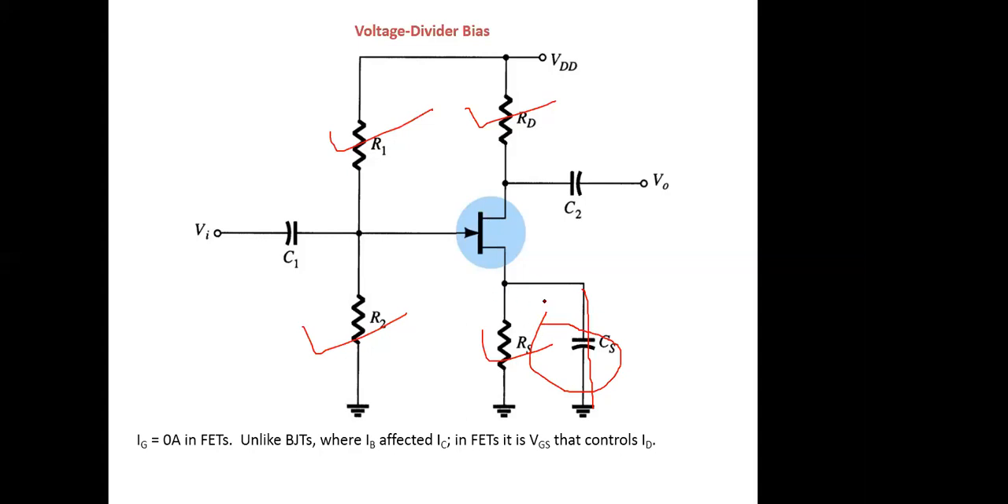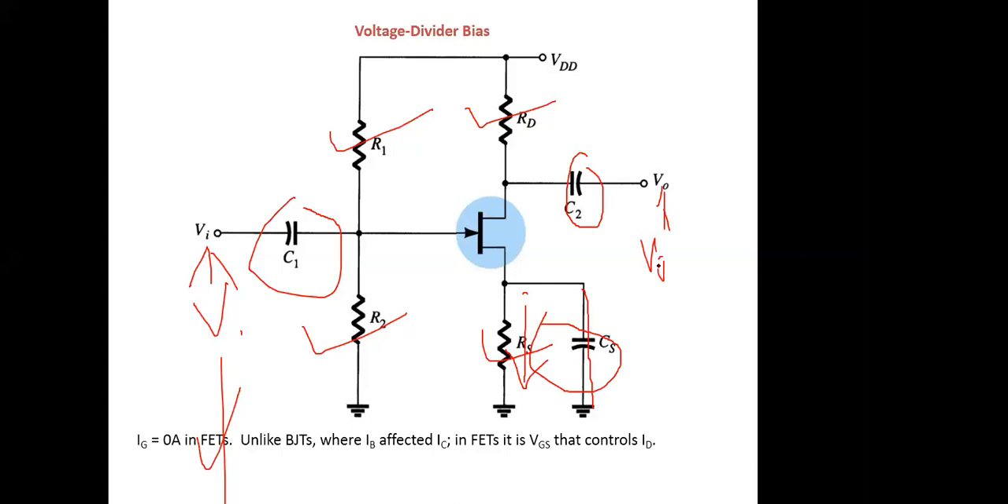So this capacitor will bypass the AC signal. For DC, it will be flowing through RS. So it will be stabilizing your Q point. C1 and C2 I already explained. Input will be applied from here, and output will be taken from this point and ground. Okay, this is the circuit.